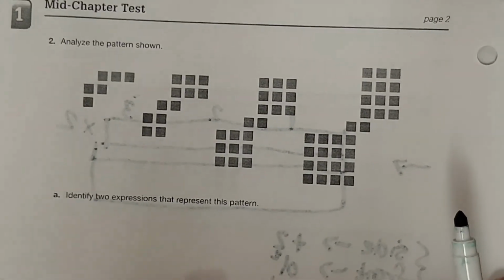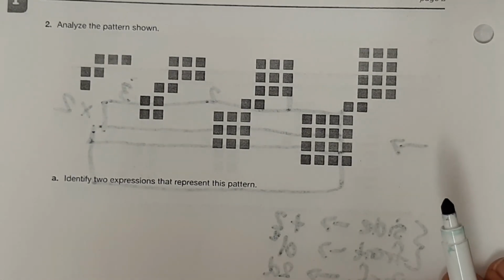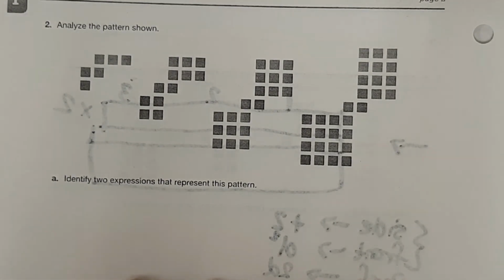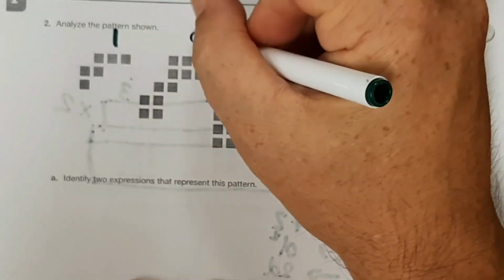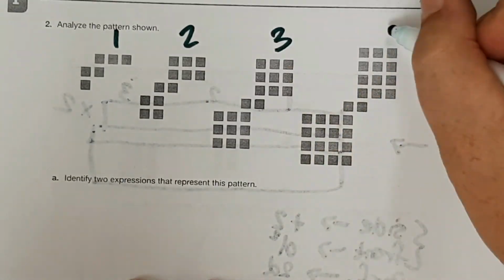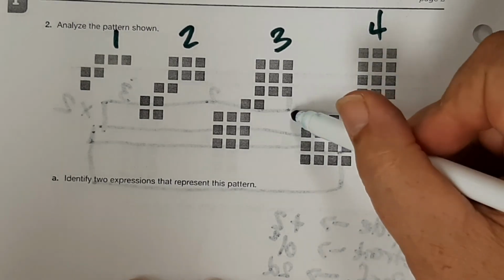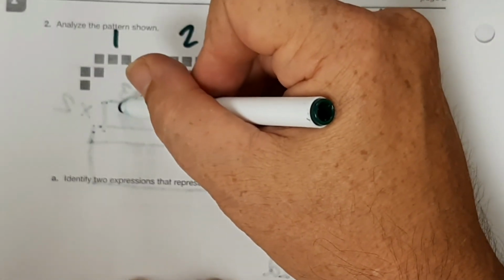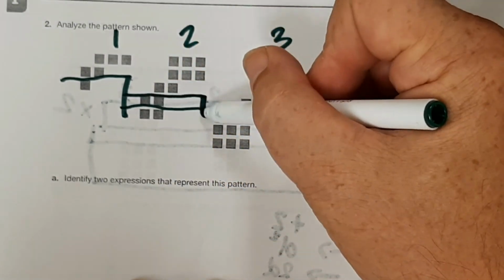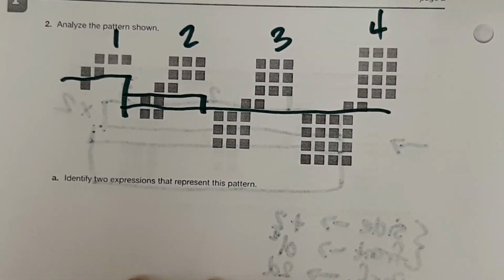Okay, now we have another pattern that we're going to analyze here. And again, we have design 1, design 2, design 3, and design 4. It always helps to number these. Well, I'm already noticing here's a 4 by 4. So if I look right here, this is 1 squared. Whoops, I kind of cut that off. Sorry about that. This is 2 squared, 3 squared, and 4 squared.